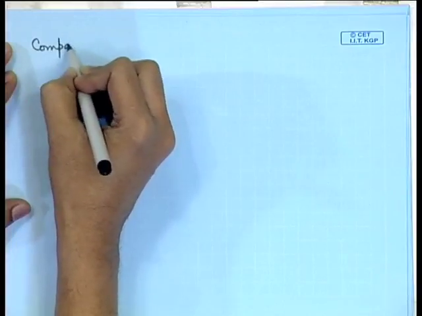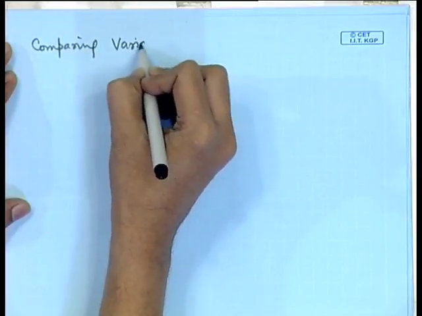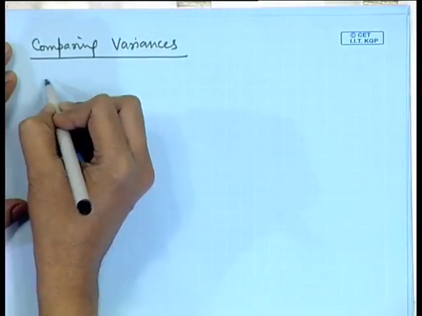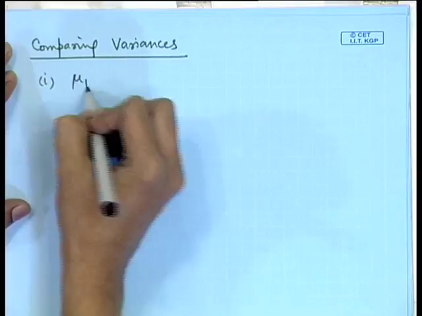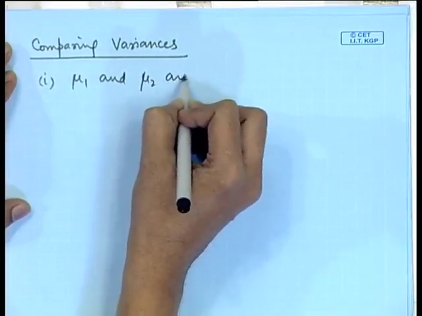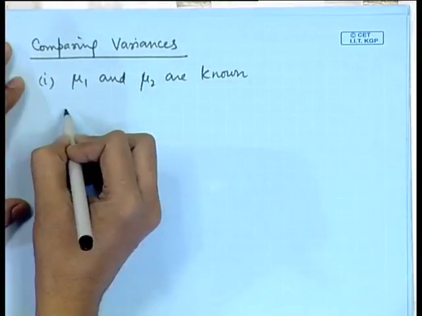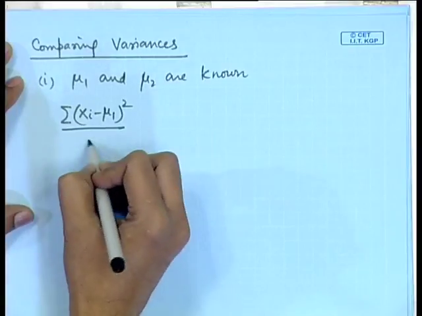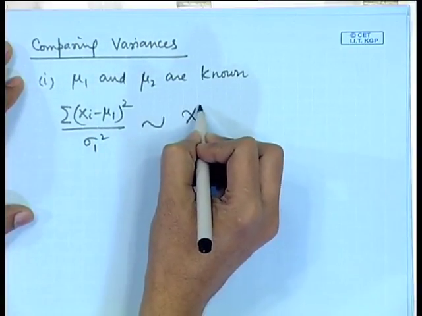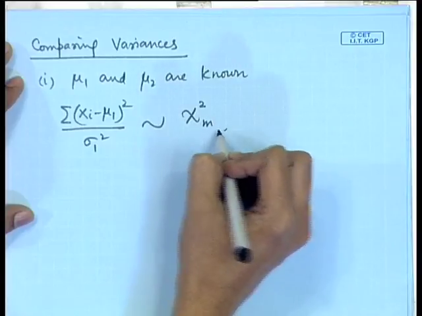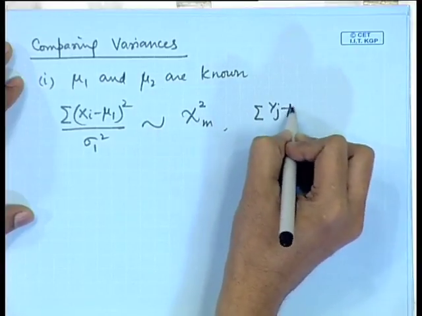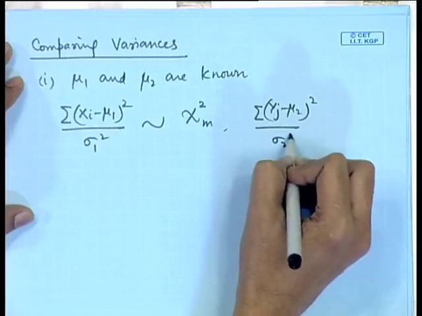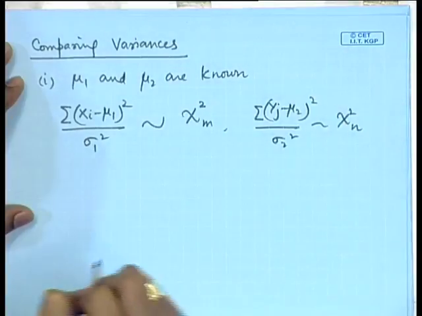Next we look at the confidence intervals for comparing variances. Again we have two cases. First, mu1 and mu2 are known. If mu1 and mu2 are known, then we make use of the fact that sum of (xi minus mu1) square by sigma 1 square follows a chi-square distribution on m degrees of freedom, and sum of (yj minus mu2) square by sigma 2 square follows a chi-square distribution on n degrees of freedom.